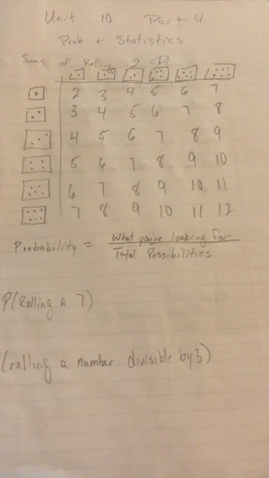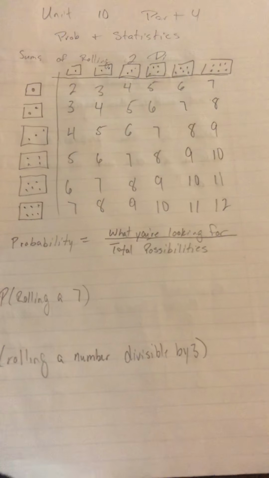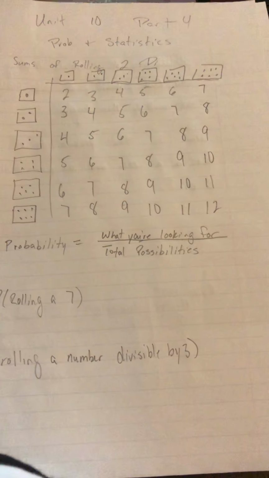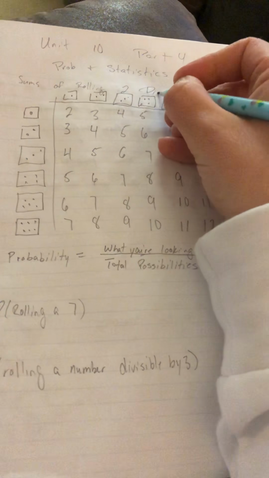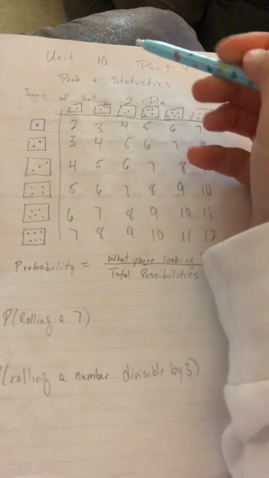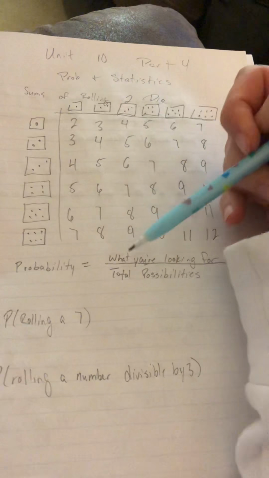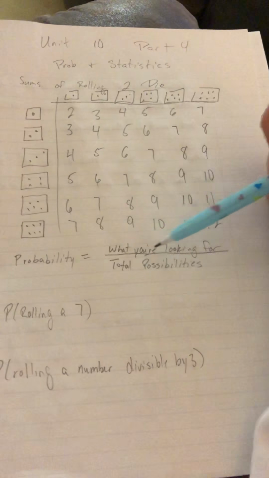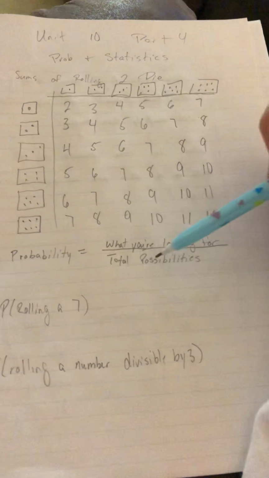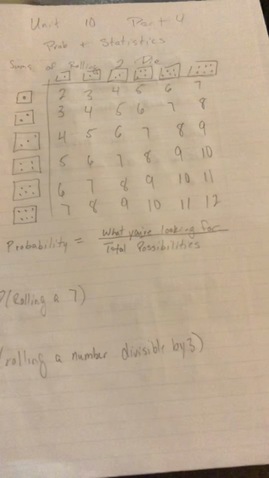So Unit 10 Part 4 is Probability and Statistics. This is probably the hardest part about Part 4. In Probability and Statistics, we are going to be looking for probability, which is what they ask you to look for, over the total amount of possibilities that there are.